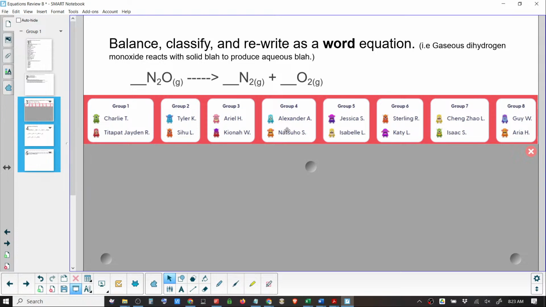You do word equation last. Oh, not so. First, balance and classify. Oh, that. Balancing. Right, as a word equation. Yeah. Word equations are things like gaseous dihydrogen monoxide reacts with solid blood to produce aqueous blah blah blah.